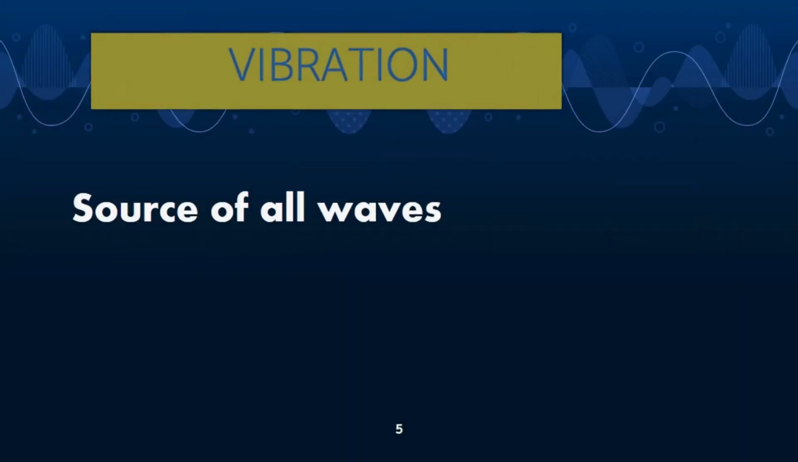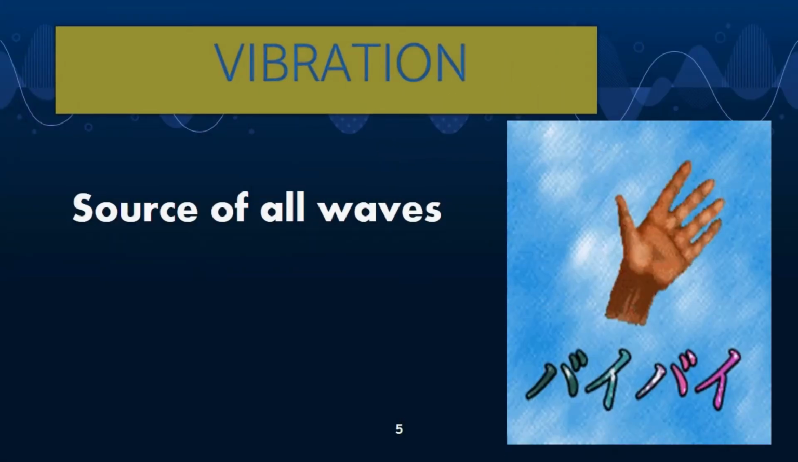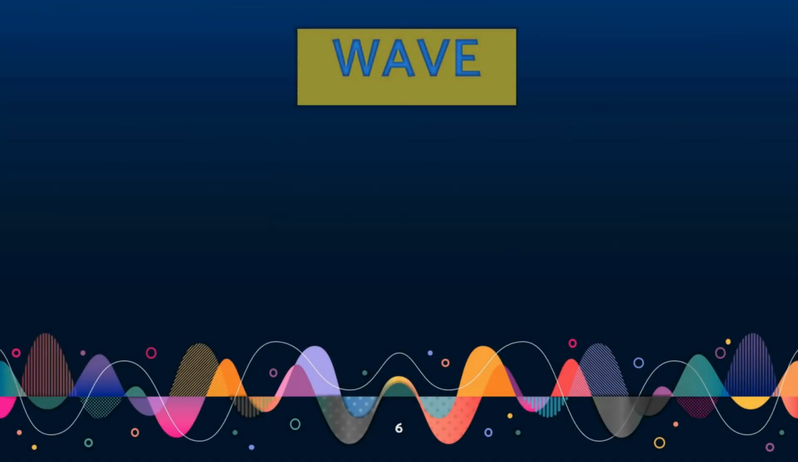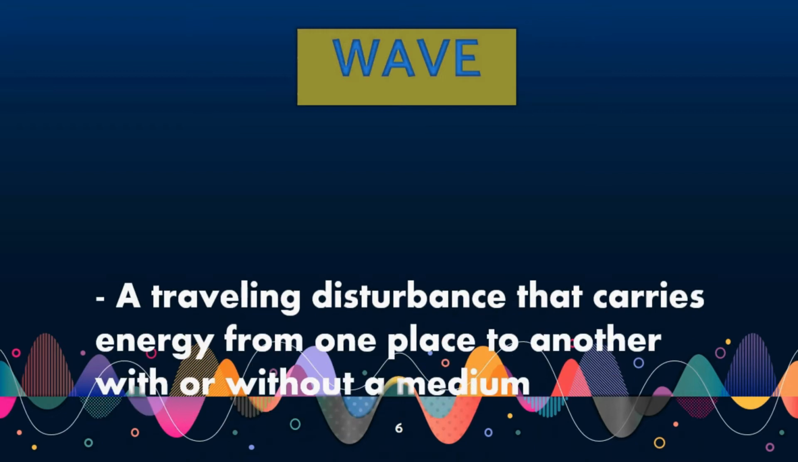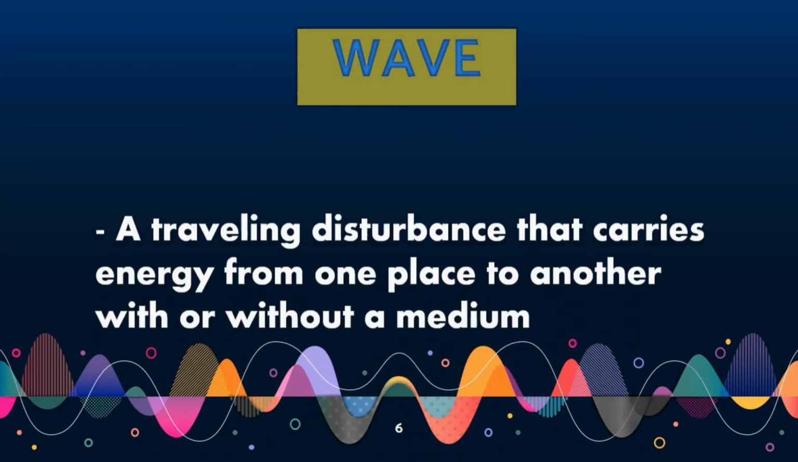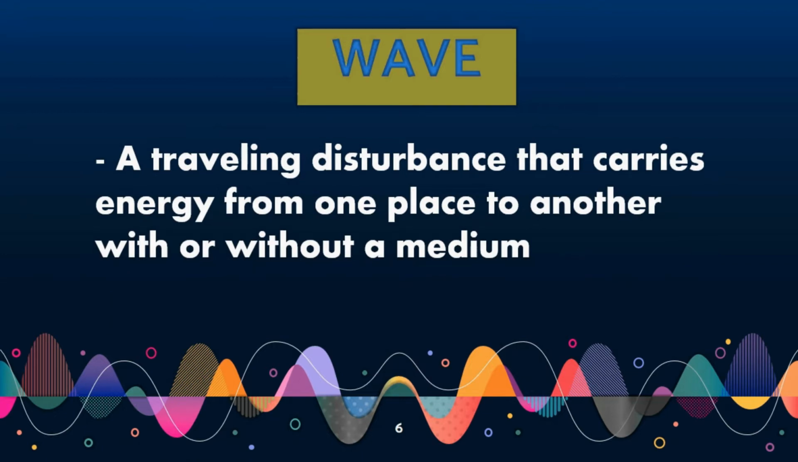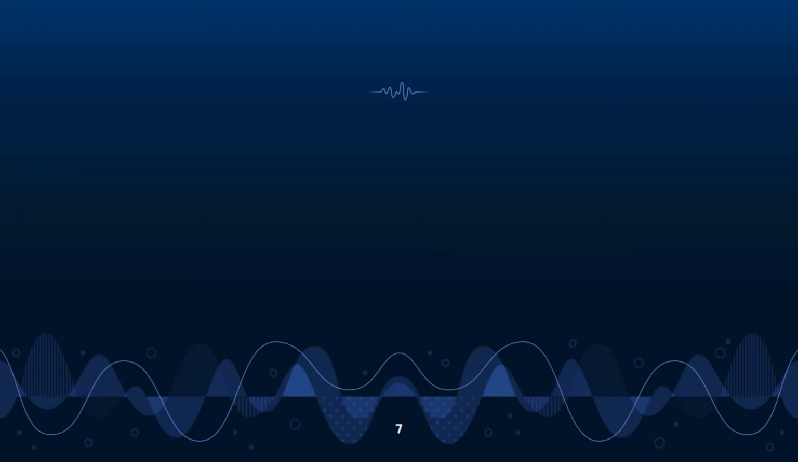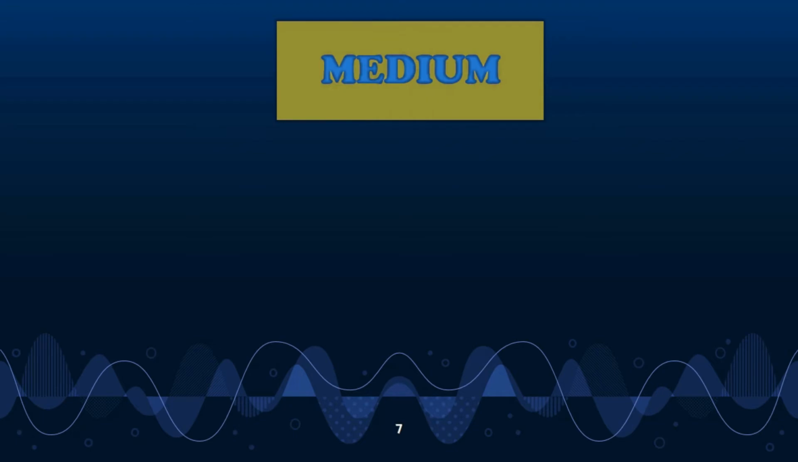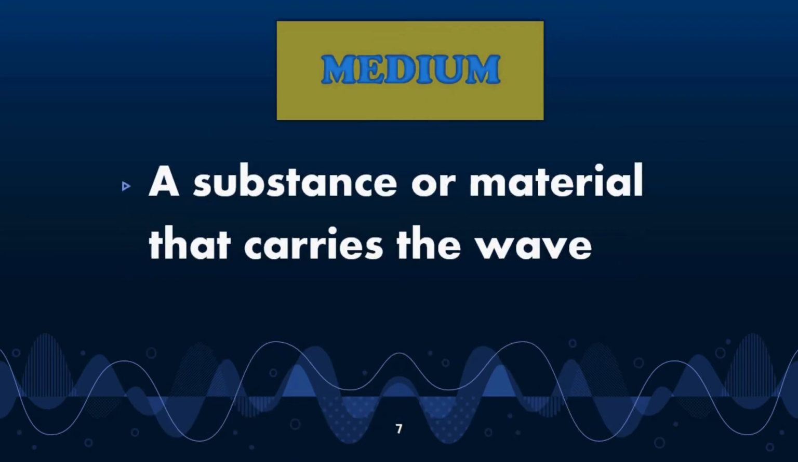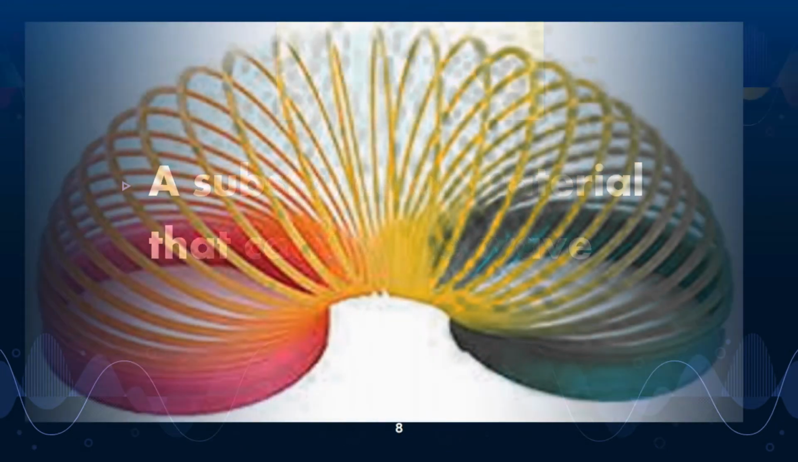Vibration also is the source of all waves. So what is a wave, class? A wave is a traveling disturbance that carries energy from one place to another with or without a medium. What is a medium, class? A medium is a substance or material that carries the wave. It is where the waves travel.